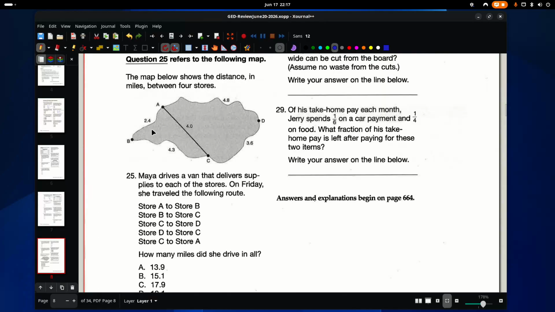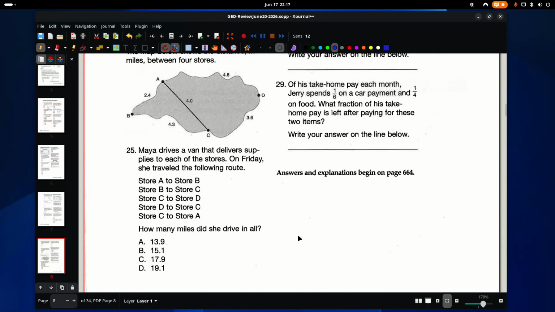Here's a decimal number question. Number 25 refers to the map. So Maya drives a van that delivers supplies to each of the stores. On Friday, she traveled the following routes: A to B, B to C, C to D, D to C, and C to A. And so we have to do some addition here.